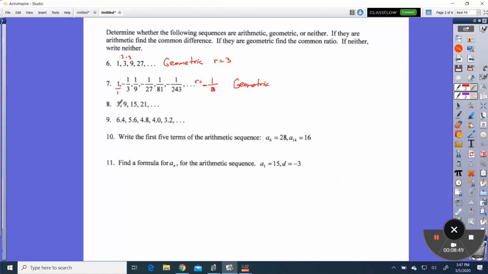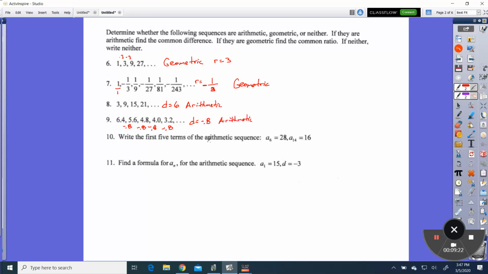So now in this one, 3 times 3 is 9, times 3 more, oh, that's not multiplying. 3 plus 6 is 9, plus 6 more is 15, plus 6 more is 21. Oh, so I'm adding each time. I'm adding by 6. So that's arithmetic. This one, 6.4 to 5.6. If I'm minus 0.8, oh, it looks like it does that every time. So I'm minusing 0.8. So my difference is a negative 0.8. So that means, again, it is arithmetic.